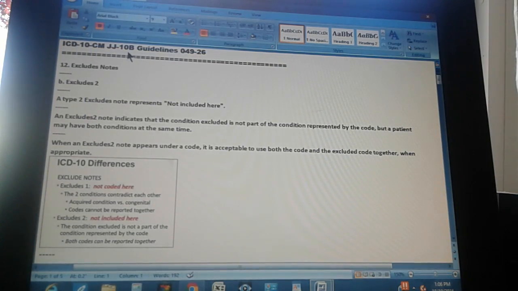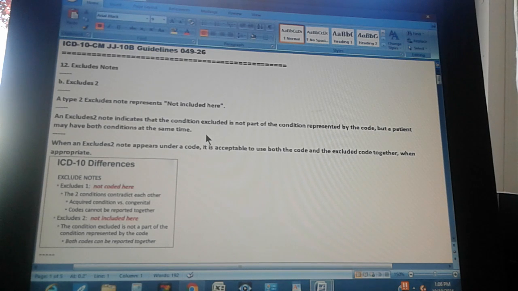ICD-10-CM guidelines, page 49, part 26, 12. Excludes notes. And now we have the second excludes note, which is Excludes 2. What is Excludes 2? A type 2 excludes note represents "not included here."